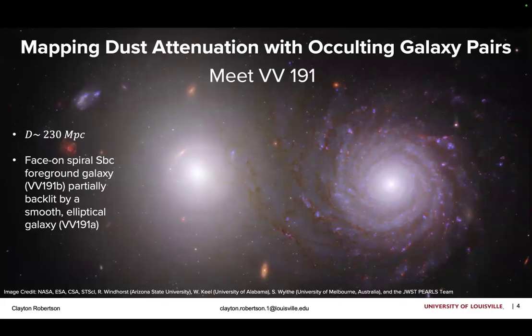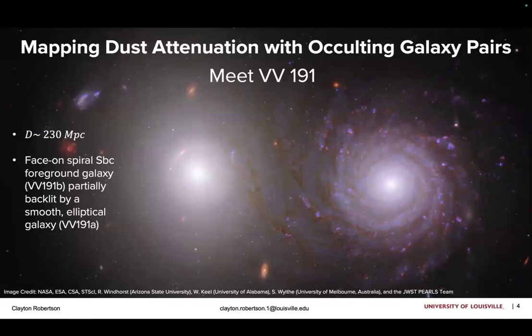And one thing I also want to highlight is the symmetry of these galaxies. This galaxy is beautifully symmetrical. It's a spherical background elliptical galaxy and a spiral galaxy that is very, very nicely symmetrical compared to a lot of galaxies that we find.